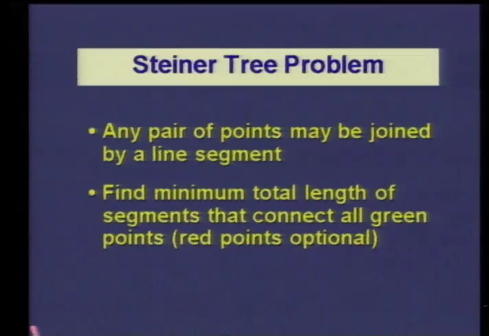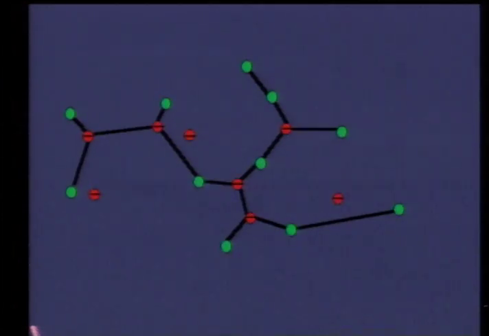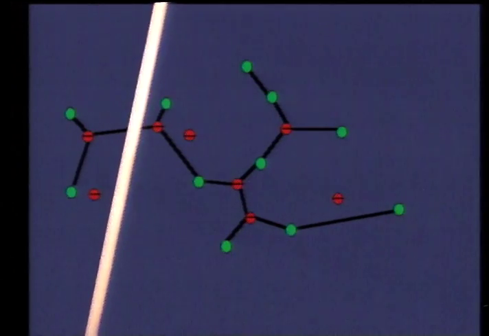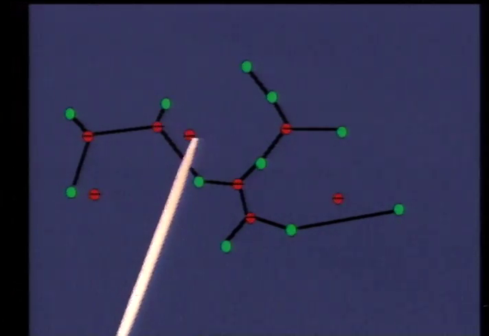So the rules of the game are that any pair of points may be joined by a line segment. And we want to find a collection of line segments of minimum total length that connect all of the green points together, possibly using some of the red points. Here is the optimal solution, or the minimal length solution, to this example. You'll notice that the solution is in the form of a tree, that all of the green points are connected together by the links of the tree, and that some of the red points are used as intermediate junctions, but others are omitted.